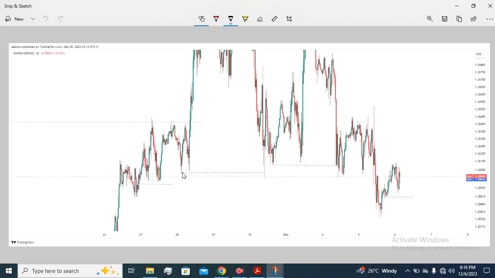We started around... okay, let's start from here. There's a sweep of liquidity. Okay, this is a bullish buy. This is just a bonus for you guys. This is a bullish version of it.